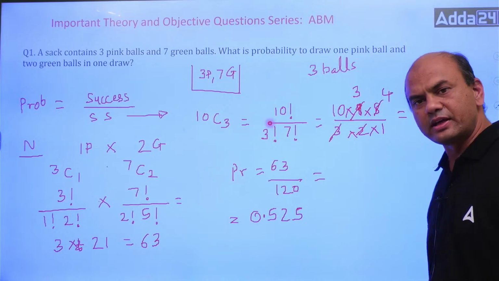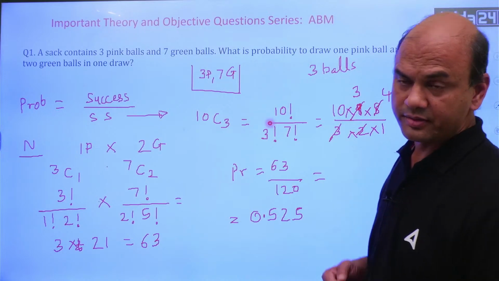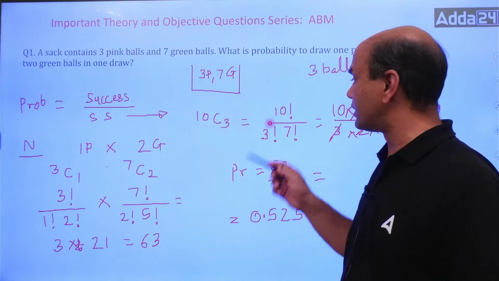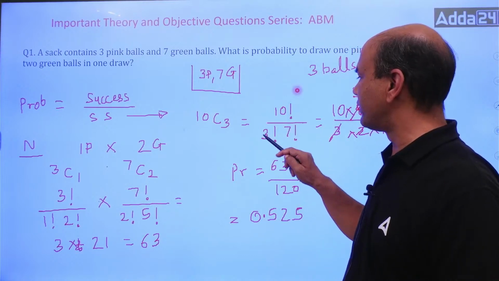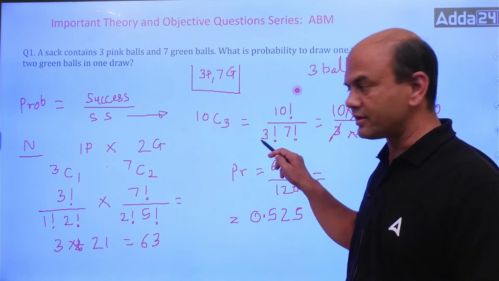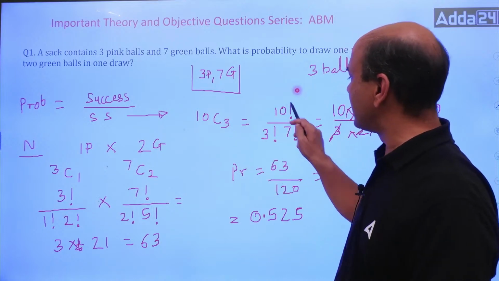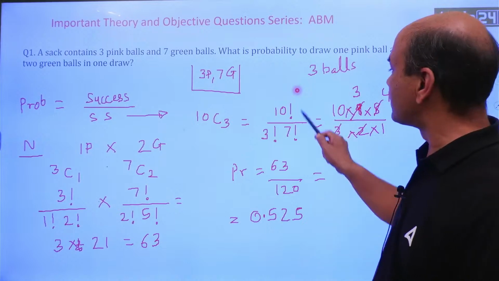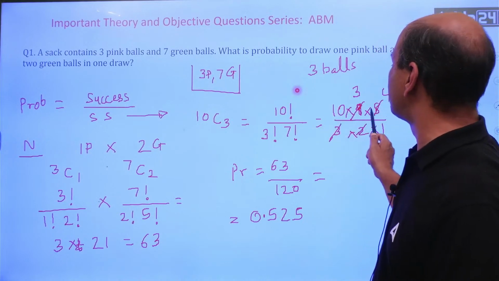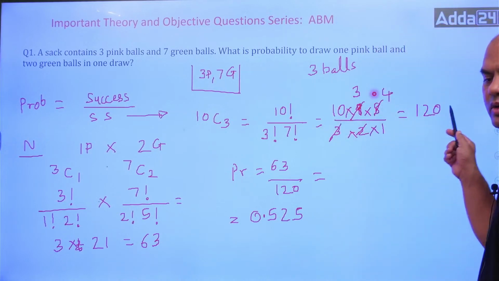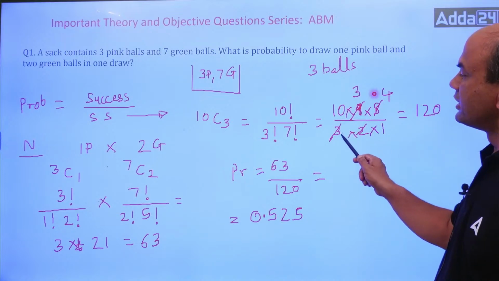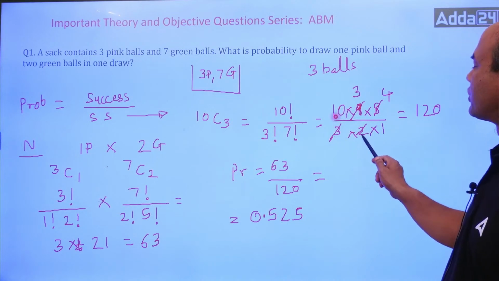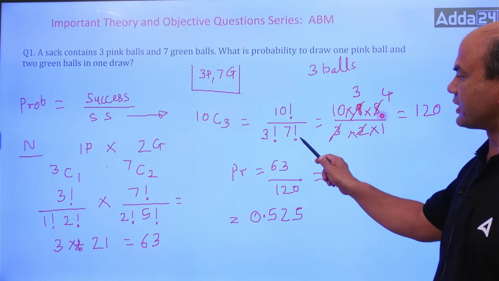Got it? Clear everyone? What is factorial? How to solve this factorial? 10 factorial divided by R factorial, that is 3 factorial. This is R, into 10 minus 3, that is 7 factorial. So how to solve this? 10 into 9 into 8 into 7 into 6 and so on, upon 3 factorial, which means 3 into 2 into 1.